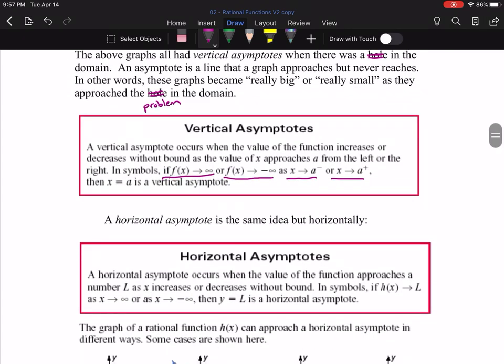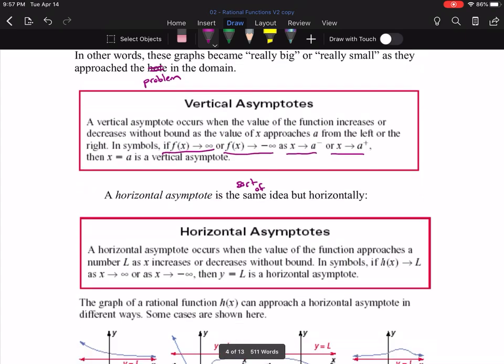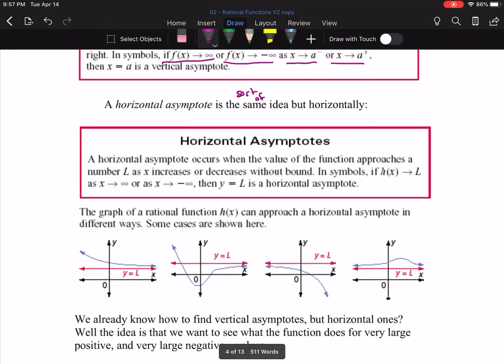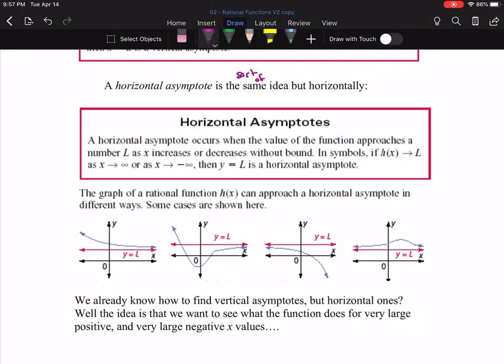A horizontal asymptote is sort of the same idea, but horizontally. So a horizontal asymptote occurs when the value of a function approaches the number L as x increases without bound. So x is getting bigger and bigger, but now it's approaching some asymptote here. And it can approach it from above or from below on one side, or from above on both sides. There's lots of options of how this can play out, and you're like, how am I supposed to know? Well, don't worry about that right now. Just worry that these things can happen.